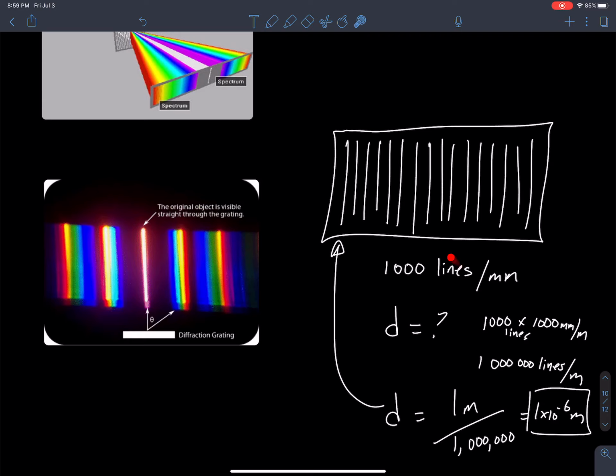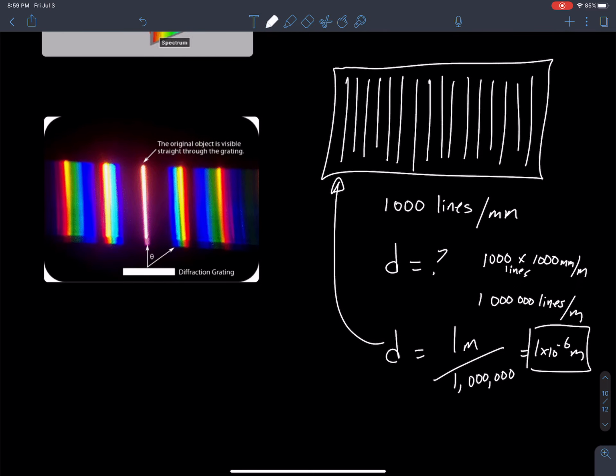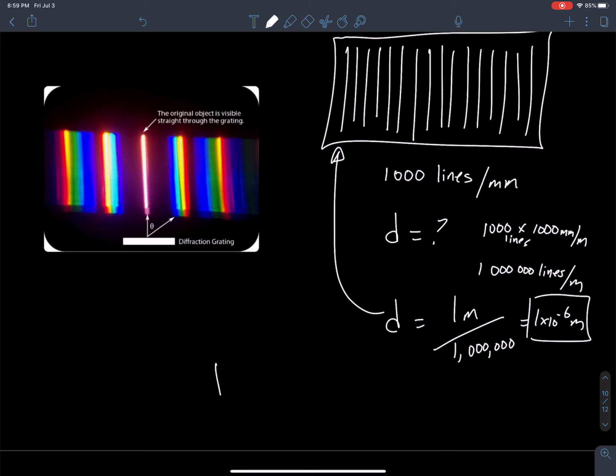So whatever the lines per millimeter are, you'd have to convert that into lines per meter. Then if you just invert it, 1 meter divided by the number of lines would tell you the slit width d: 1 times 10 to the minus 6. That's important. Why did we do that? Because we need to be able to apply that to the formula d sine theta equals n lambda, where this is constructive interference. That's what occurs with multi-slit diffraction.